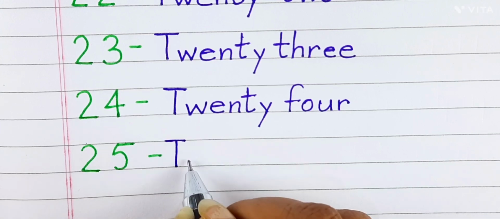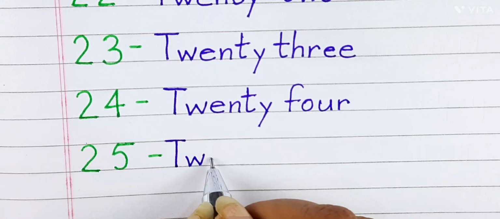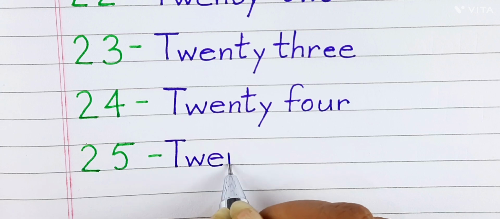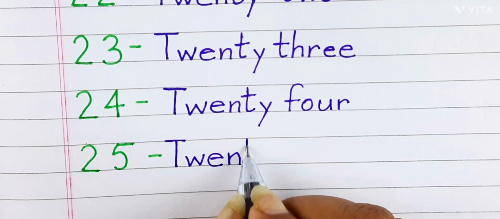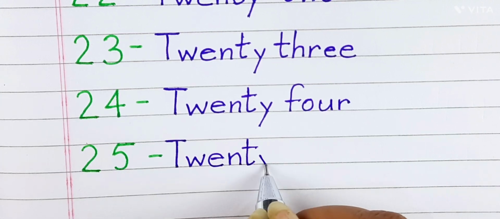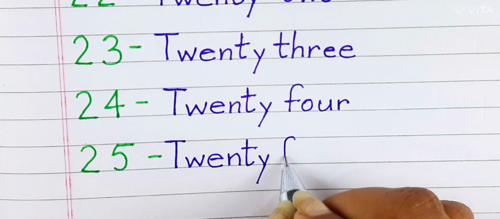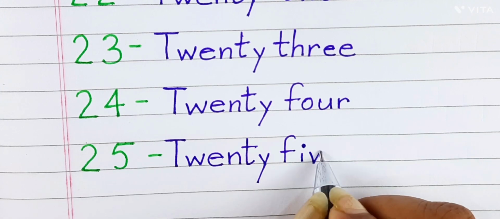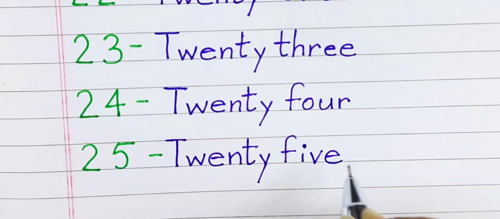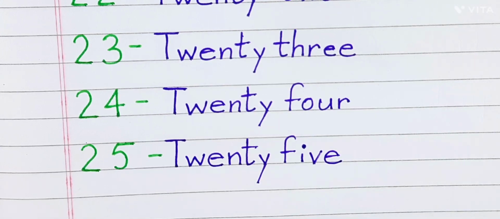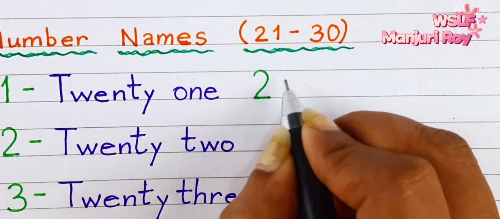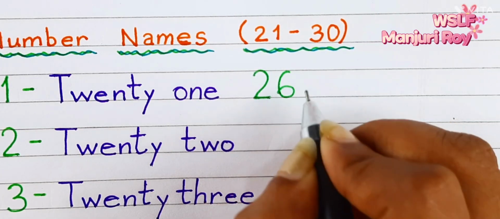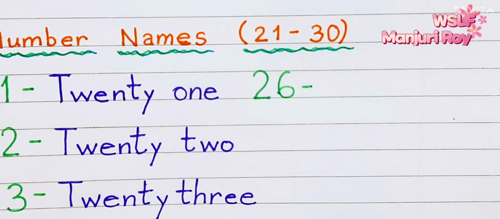T-W-E-N-T-Y, 20. F-I-V-E, 5. Twenty-five. 2, 6, 26.